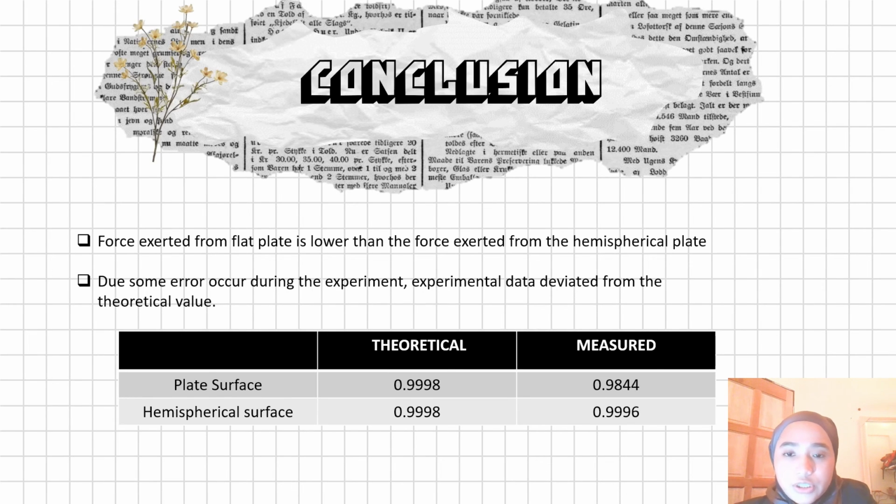The conclusion that we get from this experiment is the force exerted from the flat plate is lower than the force exerted from the hemispherical plate. Due to some errors that occurred during the experiment, the data deviated from the theoretical value. So we can conclude that the theoretical slope for plate surface is 0.9998, which is the same as the hemispherical surface, while the measured is 0.9844 and the hemispherical surface is 0.9996.